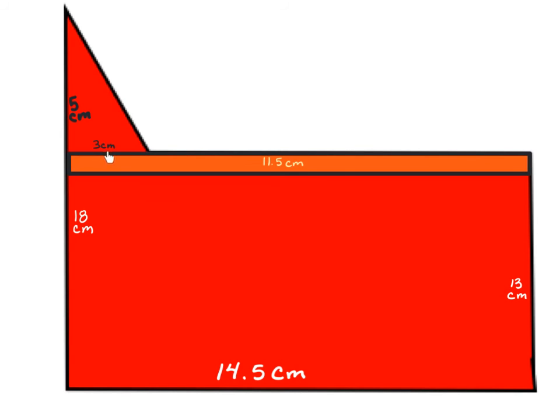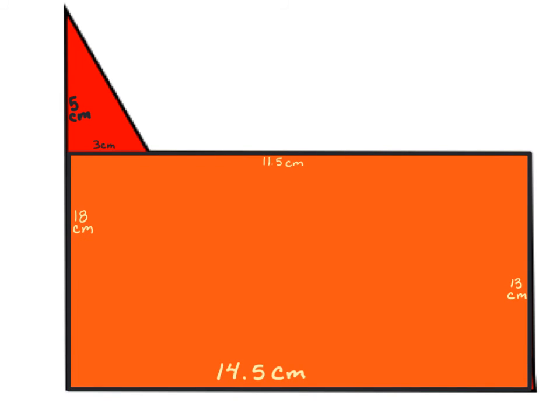So I know that this section from here to here is 3 centimeters, and then the rest of this is going to be 11.5 centimeters, right? And together, 3 plus 11.5 will give you 14.5. So that's really how we break it apart and solve for the lengths that we're missing. And I was missing this length and this length here. So now I can start to solve for my area of this rectangle and this triangle.